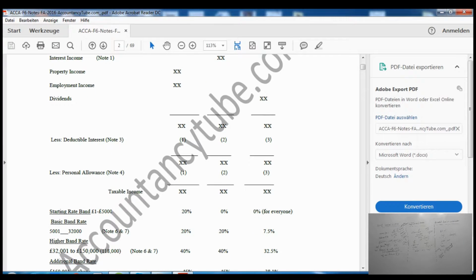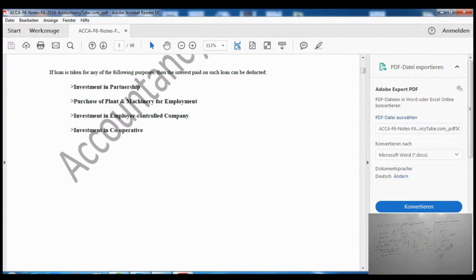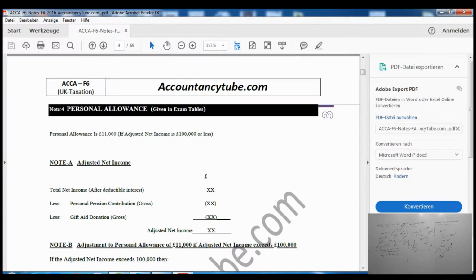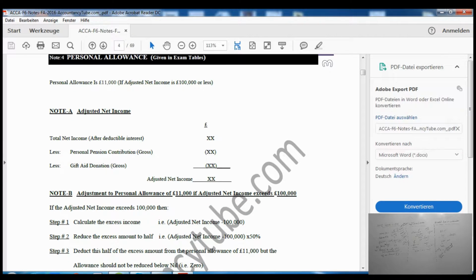If you go back to page number 1, and I will go back to page number 1. Here you go. It says deductible less deductible interest, note 3. So I have given the notes as well. So that's why I've mentioned note 3 here. If you come to page number 3, please, that is personal allowance.